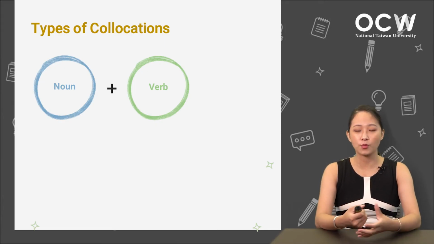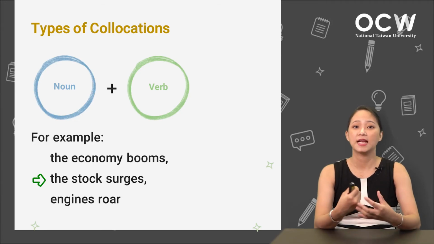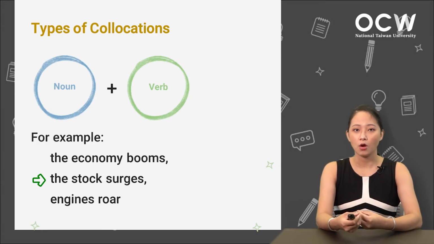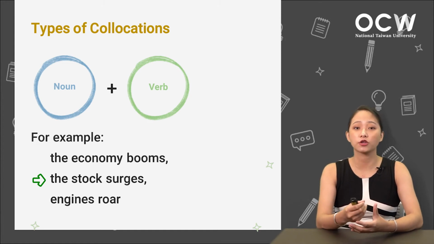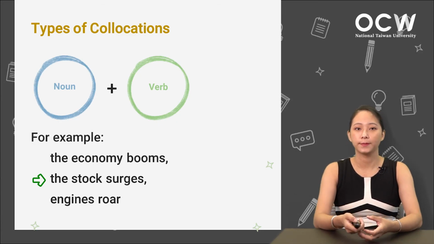So some of the common ones to be seen, for example, when we talk about the progress of economy, we'll say the economy booms. When we want to describe that stock is going up, we always say the stock surges. When we want to describe an action that the engines made, we'll always say engines roar.